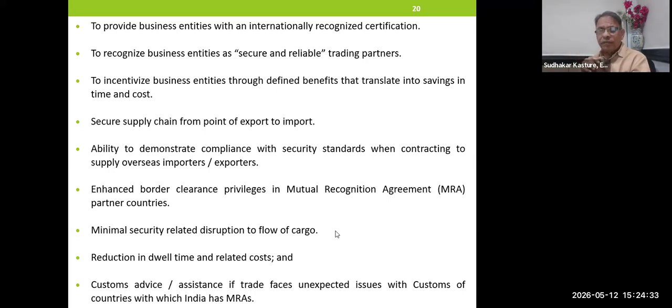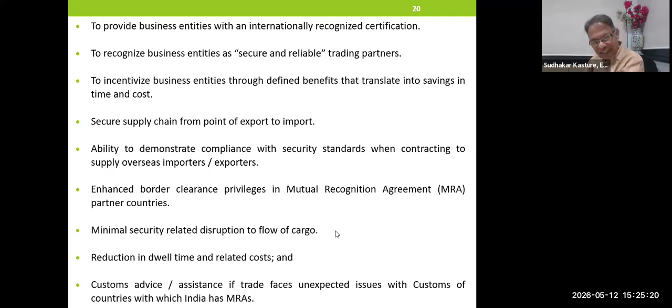And what it guarantees you? To incentivize business entities through defined benefits, which will save their time and save their cost. एक एग्जांपल मैं आपको बता दूं, अगर आप टायर 2 एईओ होल्डर हैं, shipping company is also a logistic operator AEO holder, and your custom broker is also a logistic operator AEO holder, and your goods are going to USA, where the importer is also AEO. If this chain is complete, there is no likelihood of your container being opened in US.